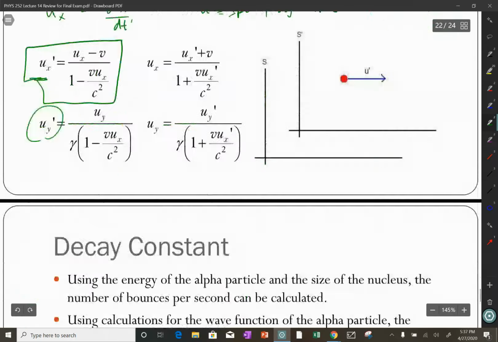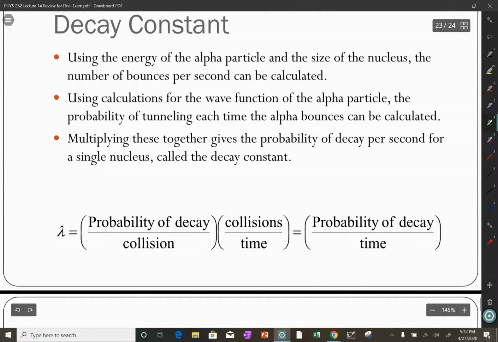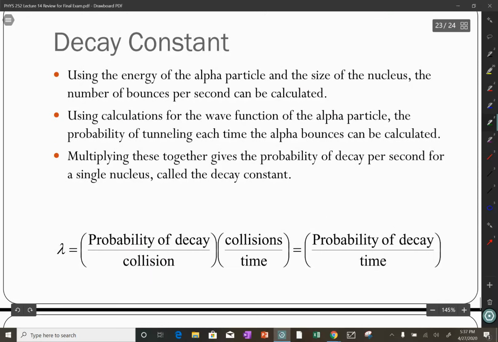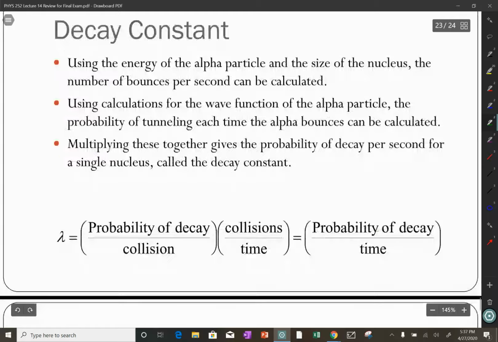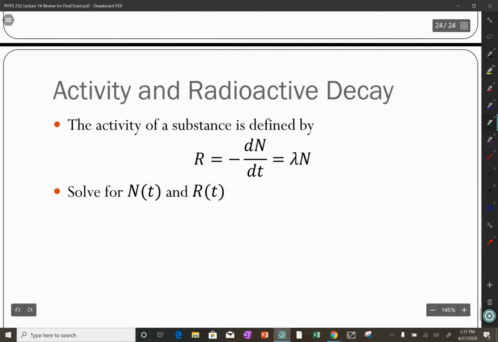Now the decay constant. The decay constant is the probability of decay per collision times the number of collisions per time, which gives us the probability of decay per time. So our activity R is minus dN dt, where N is the number of radioactive nuclei we have. And of course, dN dt is the rate at which N is decreasing, which is why we have a minus sign here. And it's equal to the probability of decay per time multiplied by the number of nuclei.